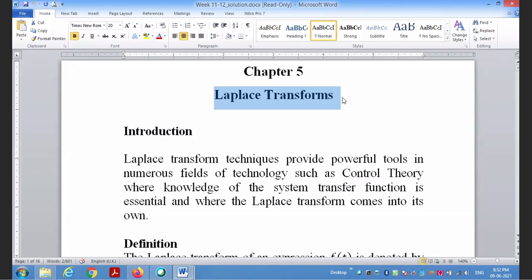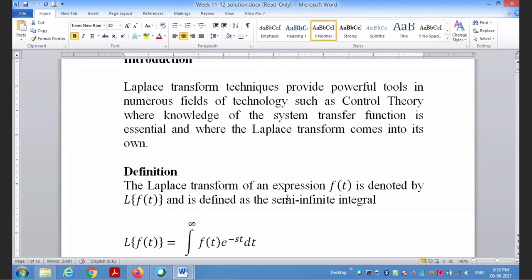But we focus more on second order. But we can also solve third order and fifth order and so on. So this is another technique to solve higher order ODE. So what is Laplace transform?